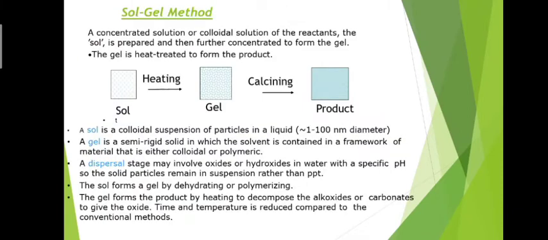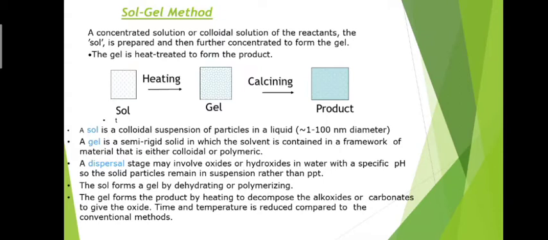Now the sol-gel method. A concentrated solution or colloidal solution of the reactants, that is the sol, is prepared and then further concentrated to form the gel. And the gel is then heated to form the product. A sol is a colloidal suspension of particles in a liquid, and the gel is a semi-rigid solid in which the solvent is contained in a framework of material that is either colloidal or polymeric.